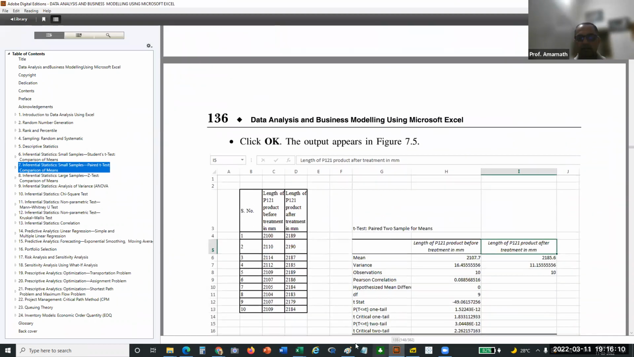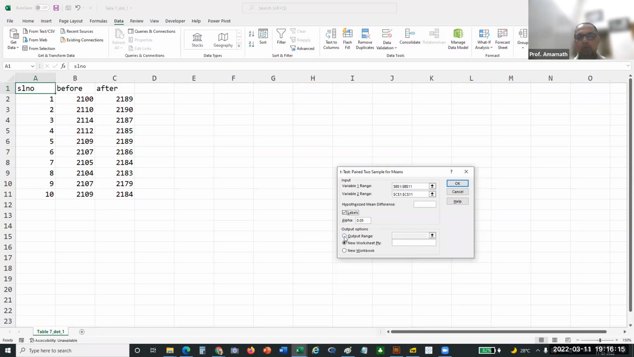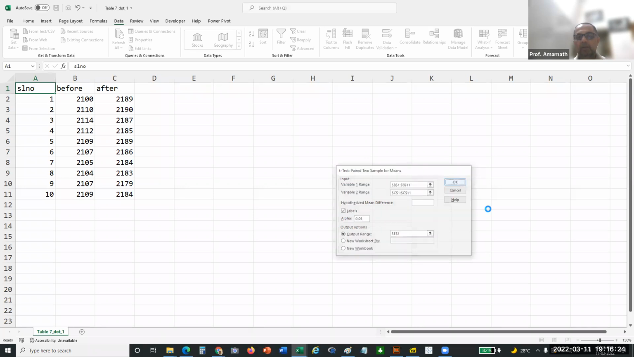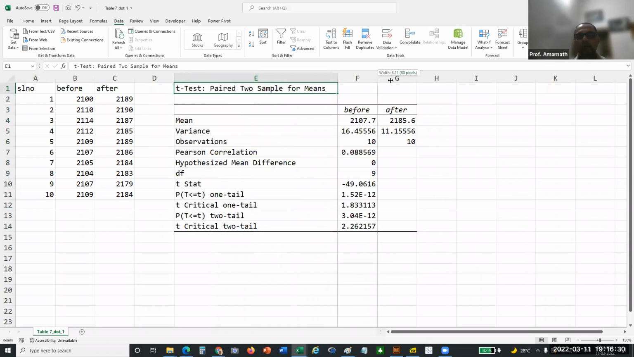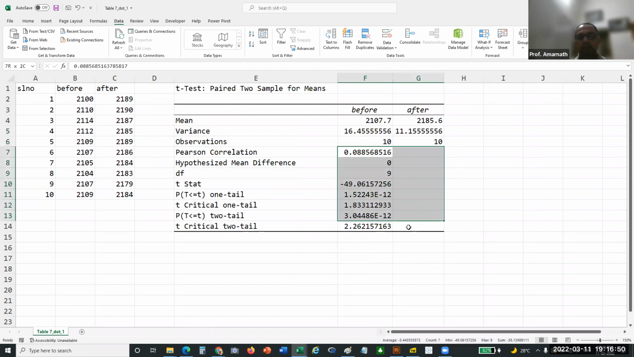So I get an answer here. I do have to check the output range. Okay, I'll put it in here. Enough. So I say okay. So we have the mean for the before, the mean for the after, the variance, the observations. These results are common to both.